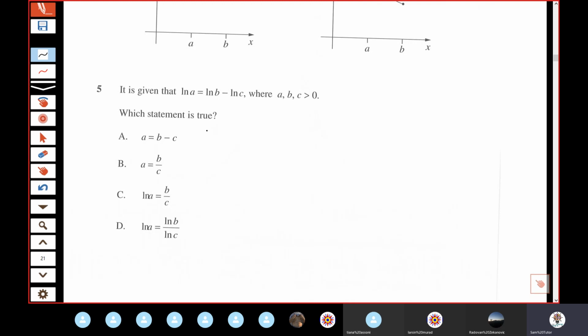Question 5, for you. Logs. It is given that log A equals log B minus log C. Which statement is true? Who's reading the answers? Is it C? Wait, sorry, no, D. Like I said, who is reading the answers? And I know now it's you, definitely, and probably everybody else.